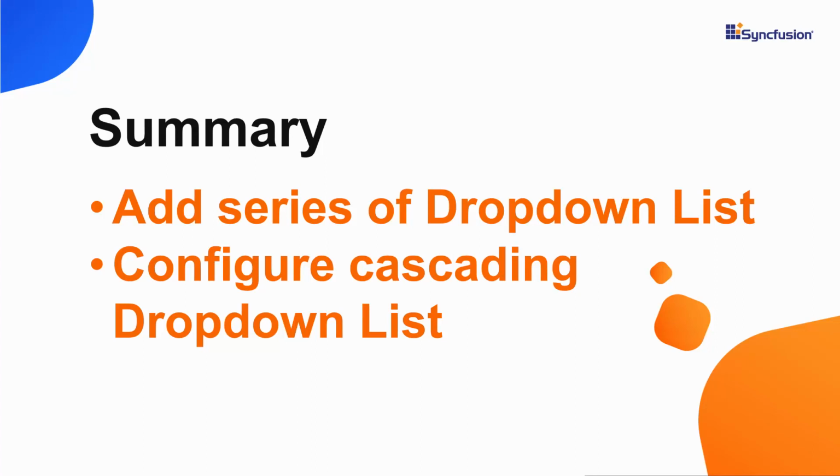Okay, let me summarize some of the important points now. We have seen how to add series of Vue drop-down list of Syncfusion to the Vue application. Also, we have seen how to configure cascading drop-down list. If you would like to see the working of this example, you can download it from the GitHub link which is shared in the description part below.